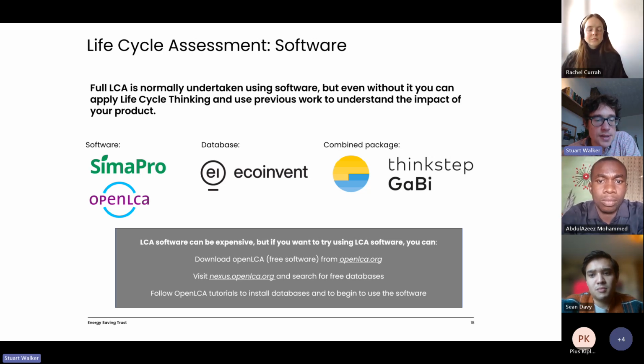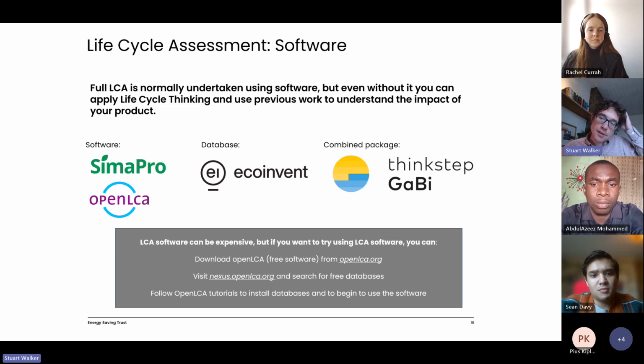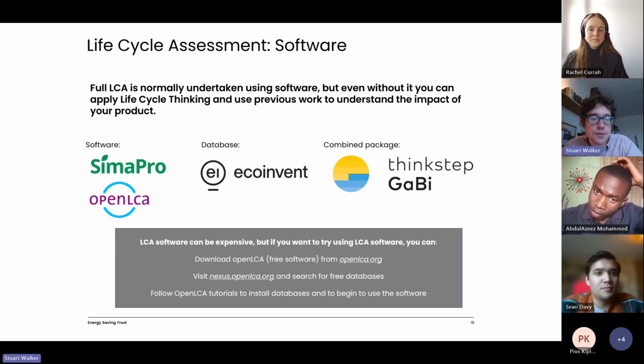I just thought I'd put this on here in case anybody's looking at the video and wants to have a go at doing some LCA using software. There is a way you can do it for free. OpenLCA is free software, and normally you would pay for a database. You can download that software for free, and there are also some free databases. If you follow the tutorials, you can combine the two and do an LCA for free without needing to buy any software.